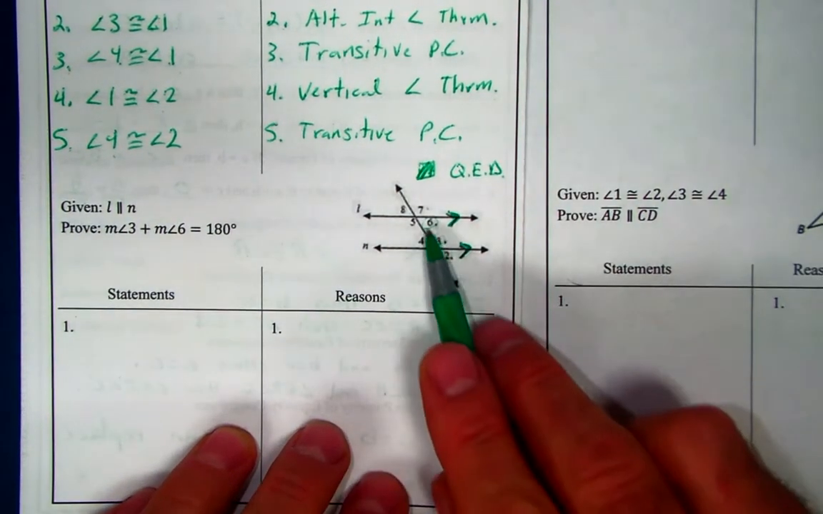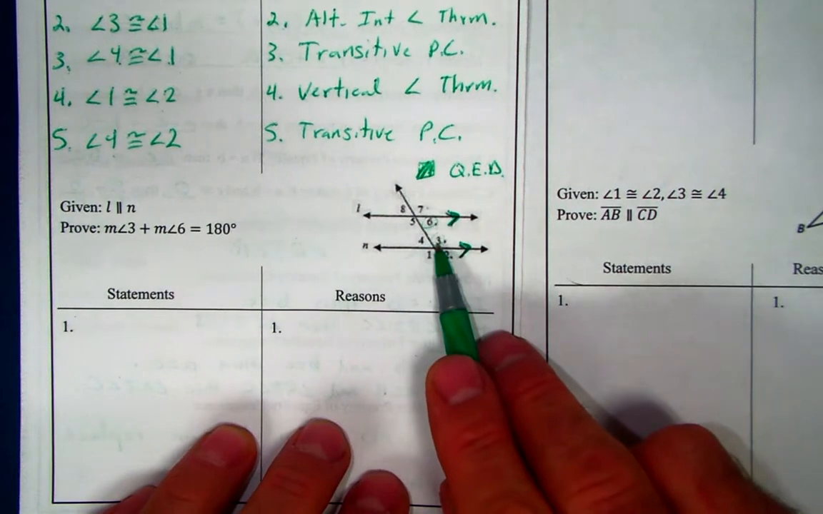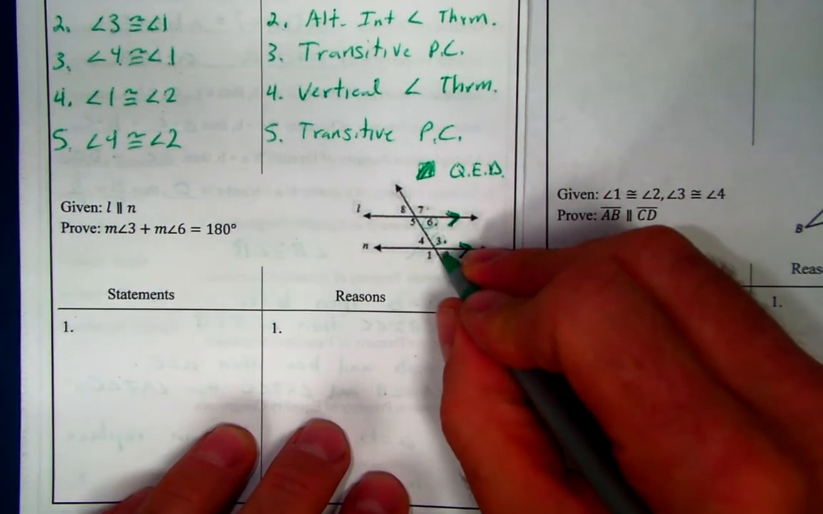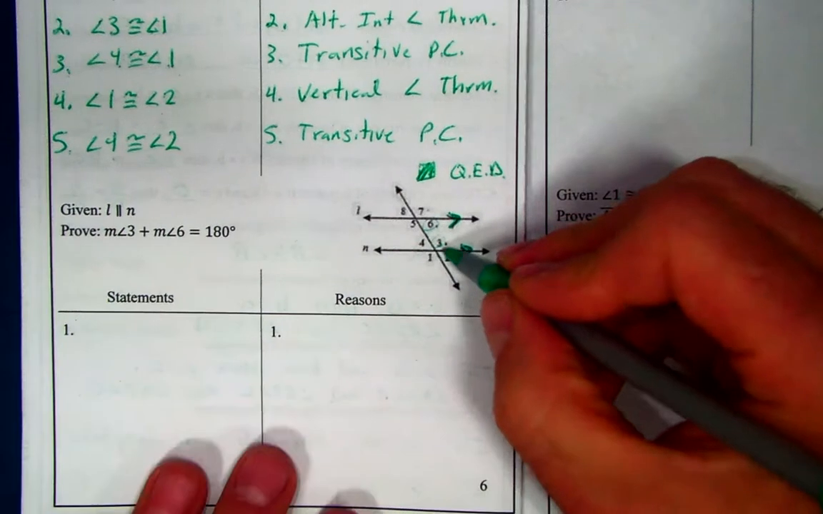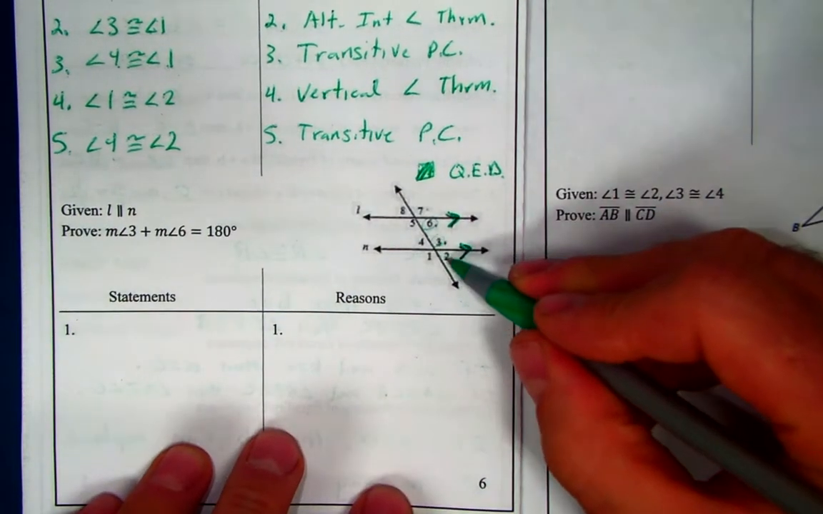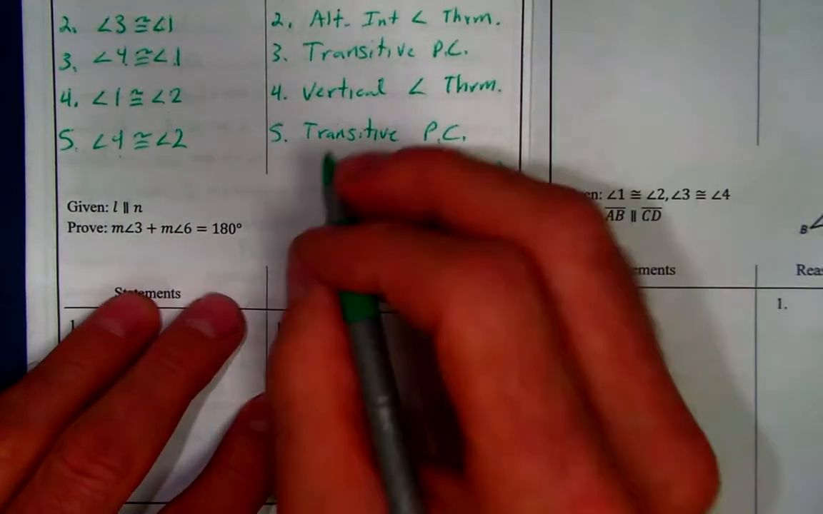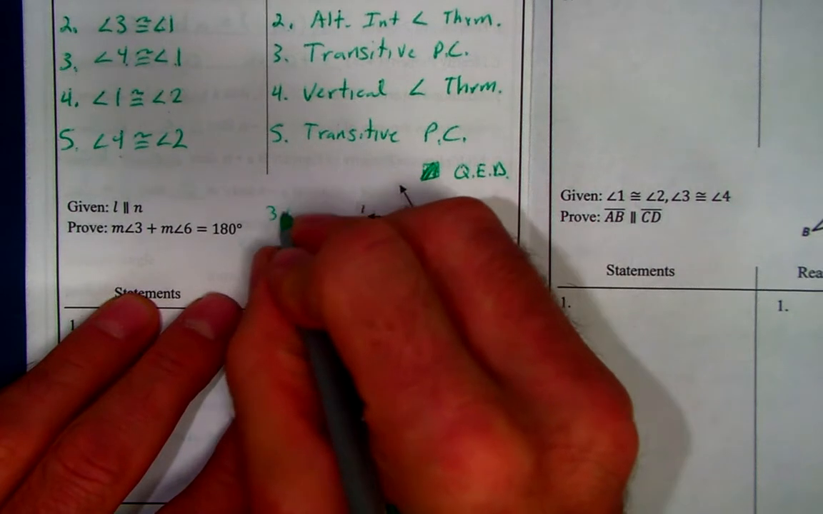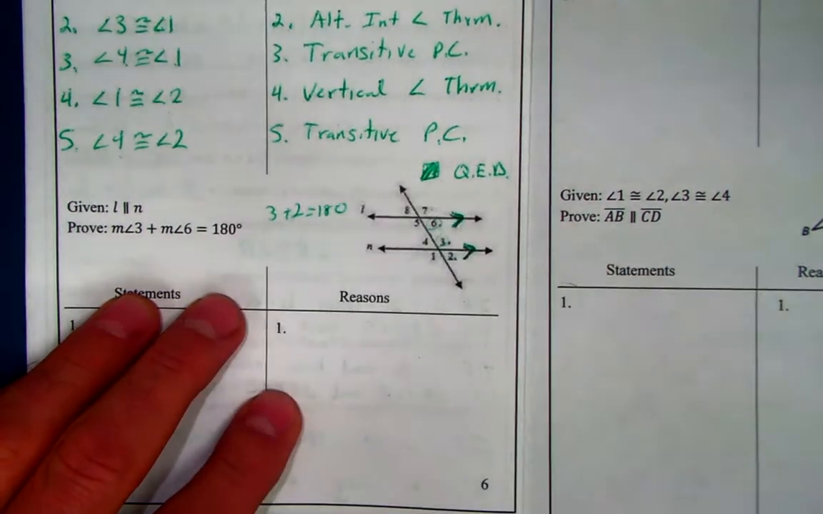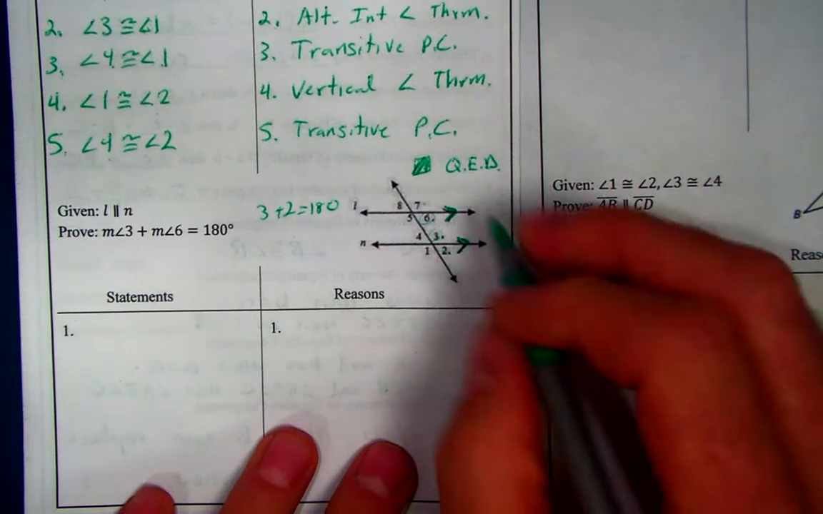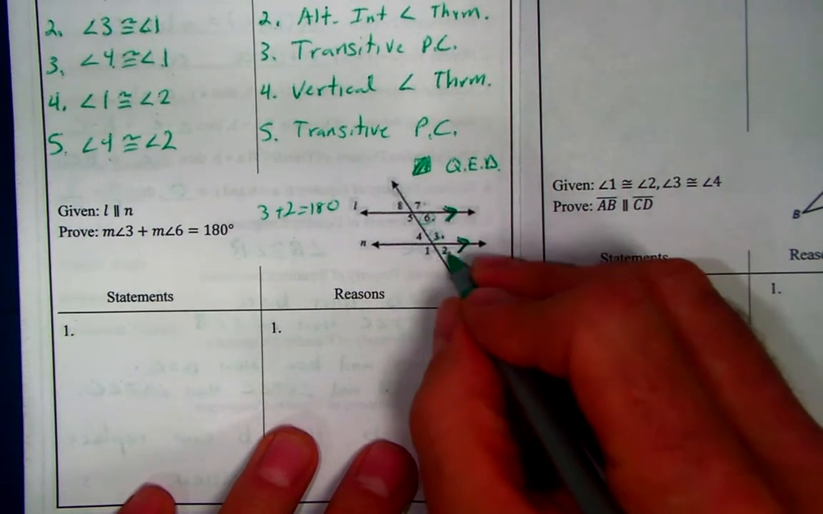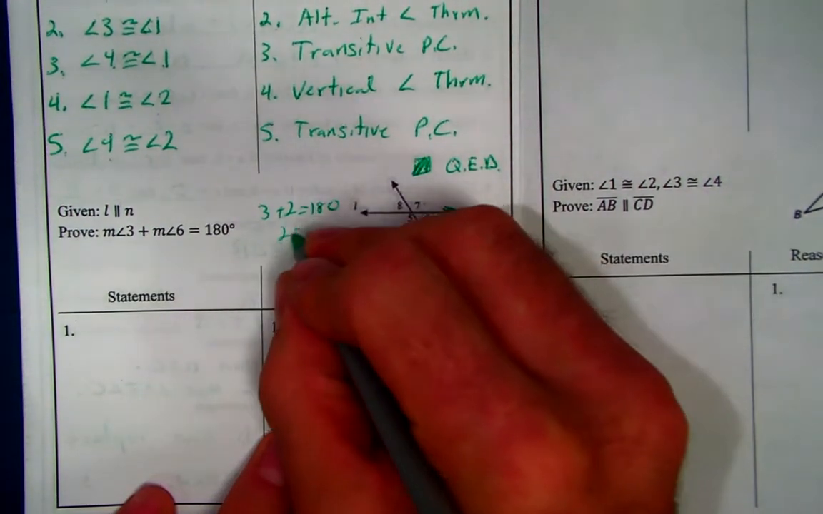And right now, we don't know that 6 and 3 add up to 180, but we do know 3 and 2 add up to 180. Right? That's just something we know. And I'm trying to keep 3 in the picture. So 3 plus 2 equals 180. Since these lines are parallel, we also know that 2 and 6 are the same measure. 2 equals 6.